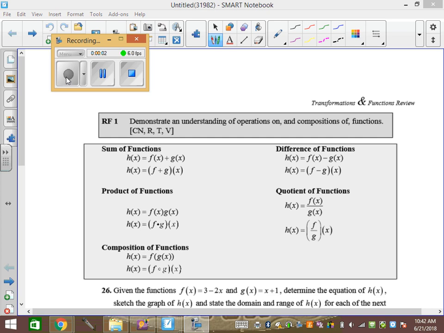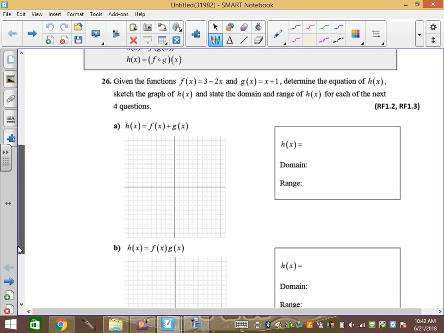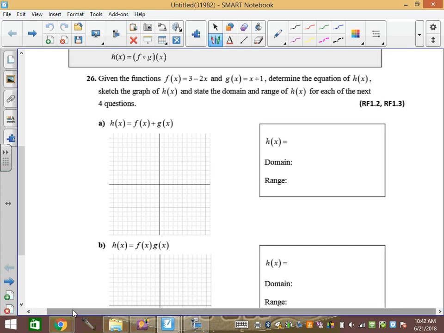Review of other functions. So that's where we have operations for addition, subtraction, multiplication, division, and then composition of functions. This is just continuing on from that transformations handout. This is the second part of it.